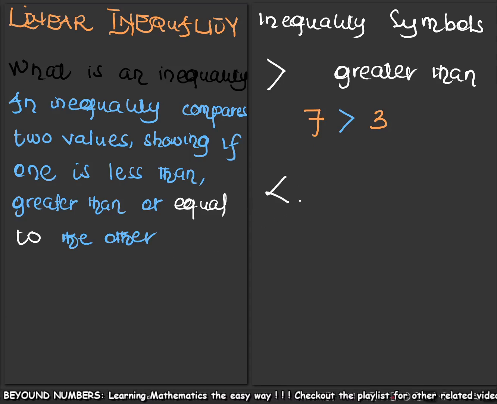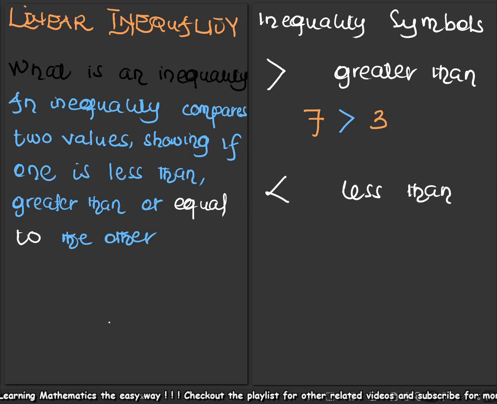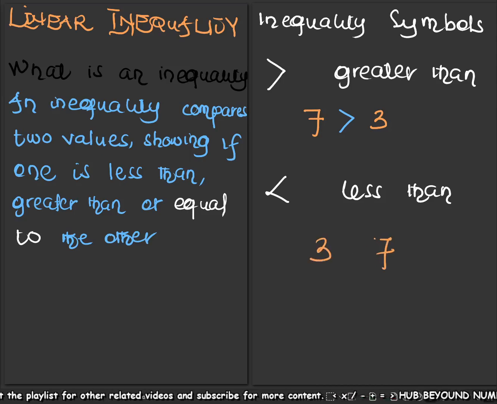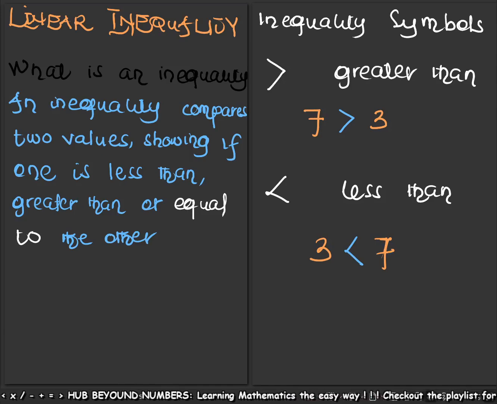The next one we'll look at is the less than, and this is how the less than symbol looks. The less than is also used to show that one value is less than the other. So you have 3 and 7. Just as 3 is smaller than 7, you can use this symbol to show that 3 is less than 7. Then the two controversial ones, that is the greater than or equal to and the less than or equal to.